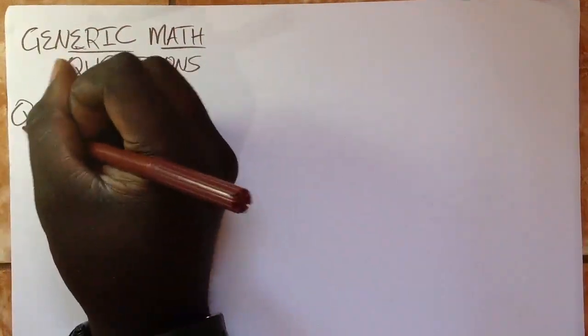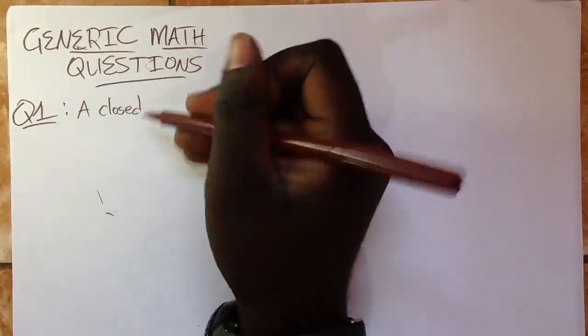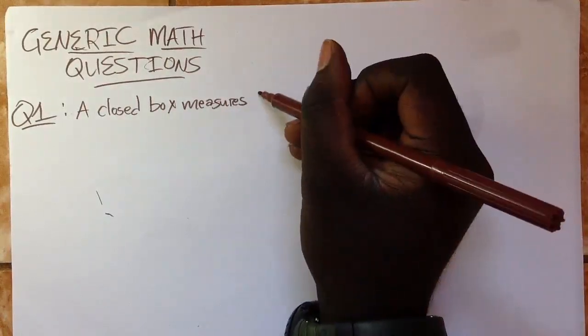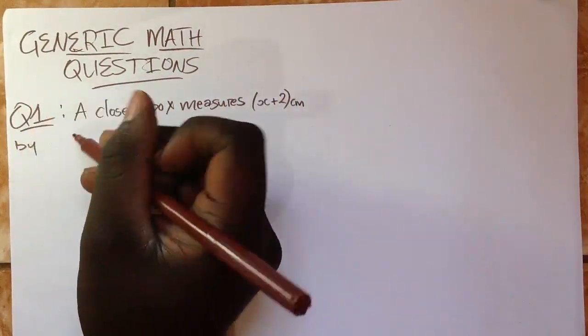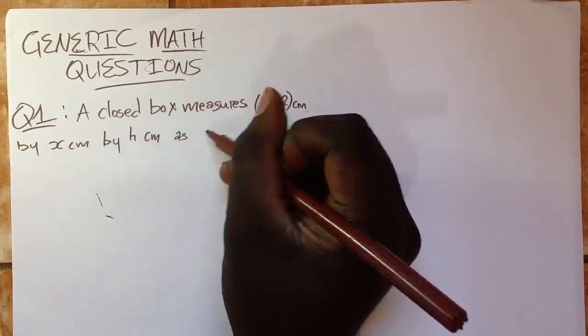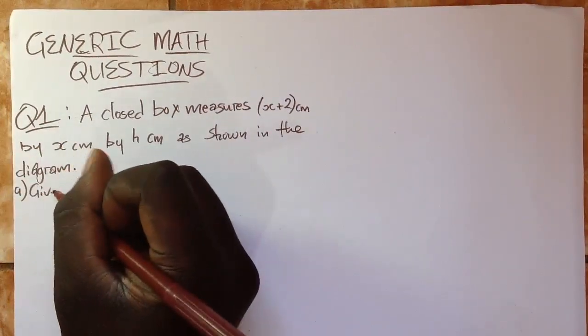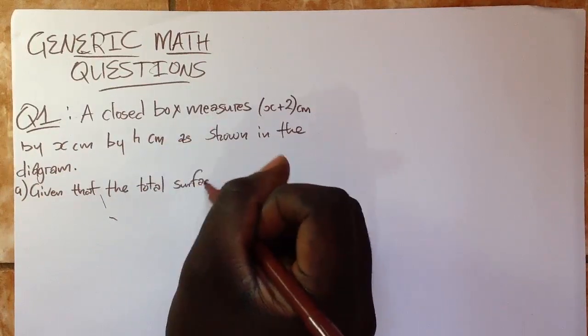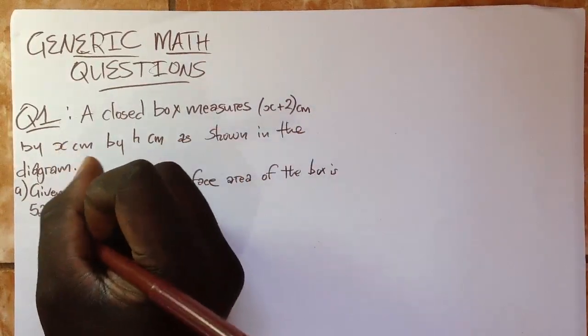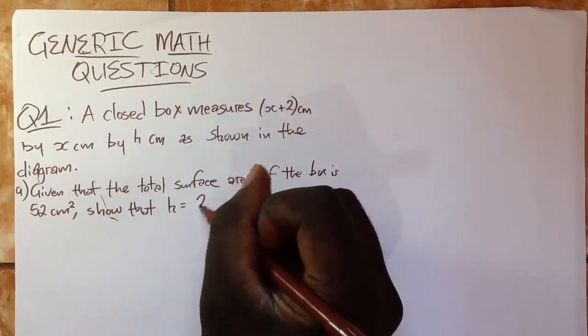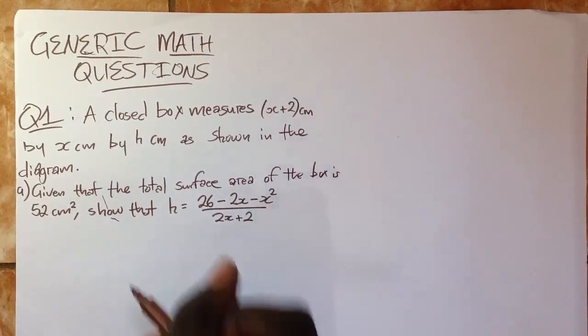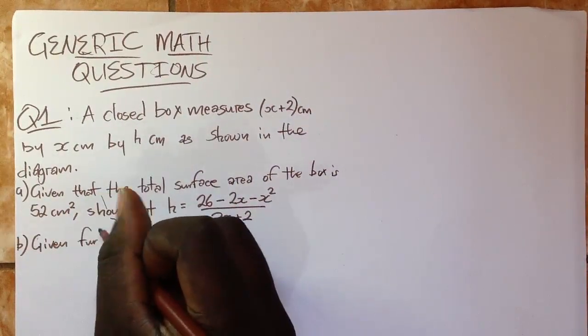So the first question we'll look at reads: a closed box measures x plus 2 centimeters by x centimeters by h centimeters, as shown in the diagram. A, given that the total surface area of the box is 52 centimeters squared, show that h is equal to 26 minus 2x minus x squared over 2x plus 2.